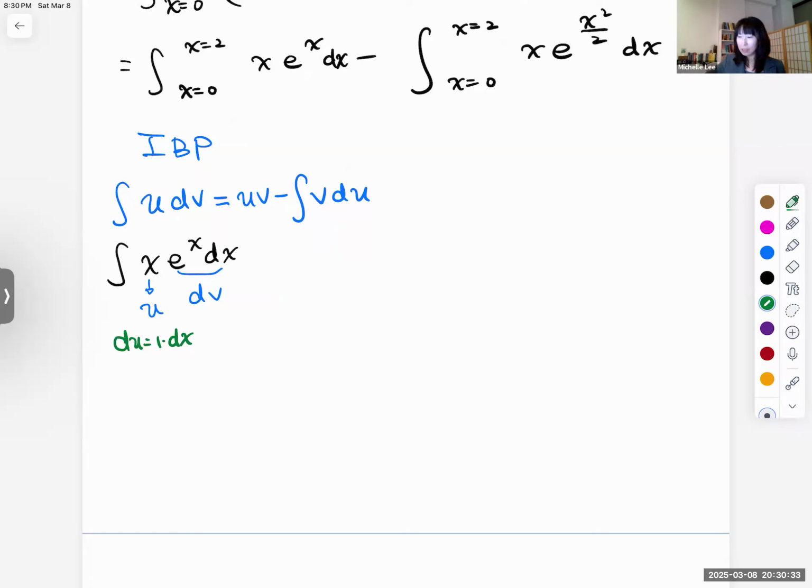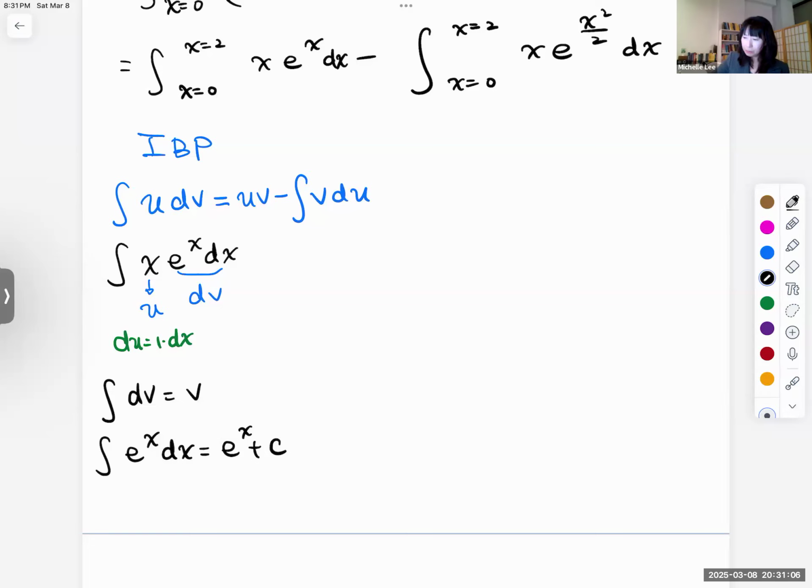What about dv? How do you find v, right? So we have dv, then we integrate dv to get v, right? So that will be e to the x power dx, that's the dv, right? Then we have e to the x plus c, yeah? Okay. Then let's go back here.